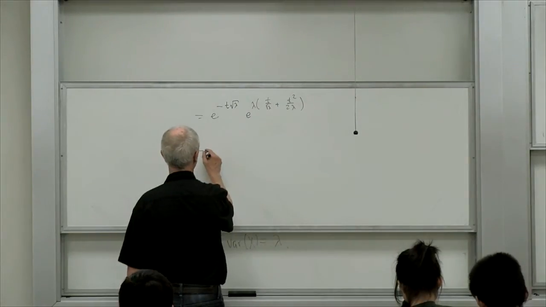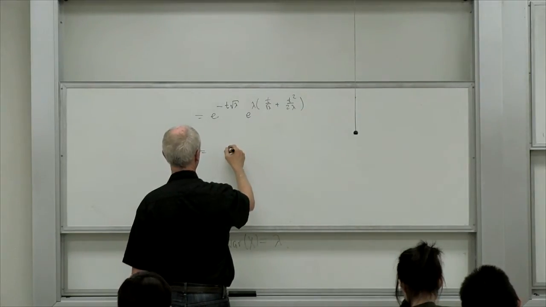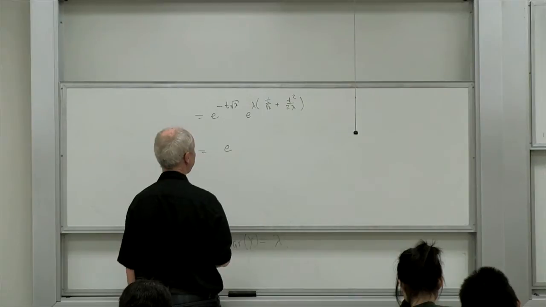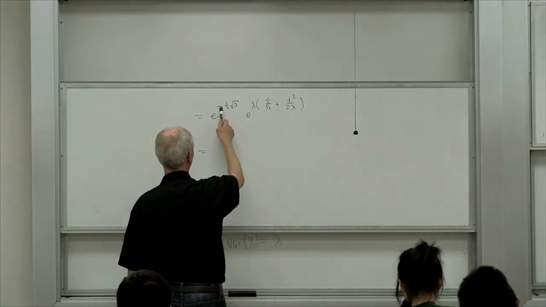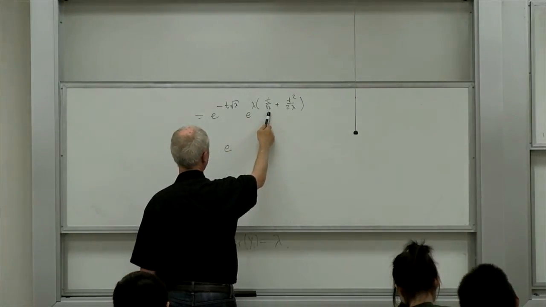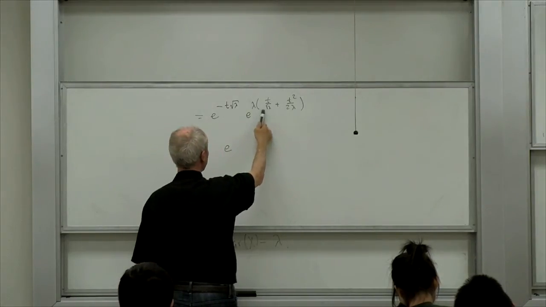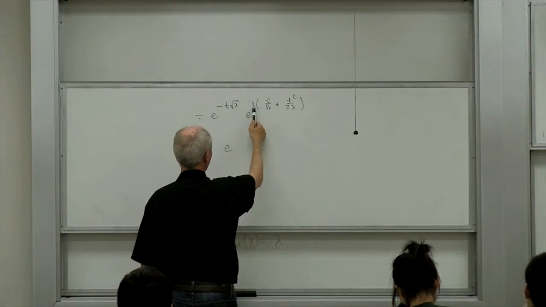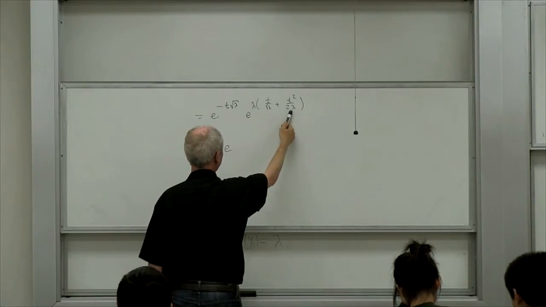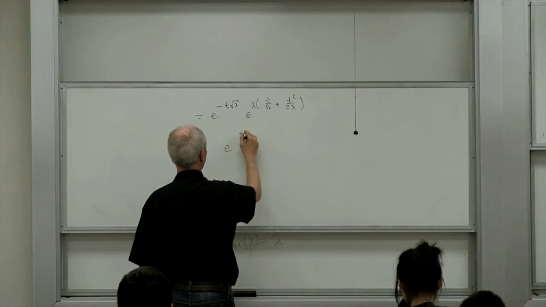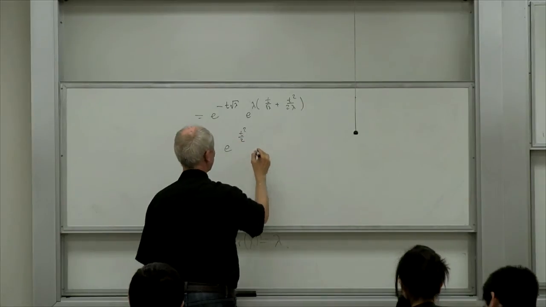All right, now we combine the exponentials by adding in the exponent, and what do we get? Well, here's a minus t root lambda. Here's a plus t root lambda. So this and this cancel. If I multiply lambda times this, what do I get? T squared over 2.